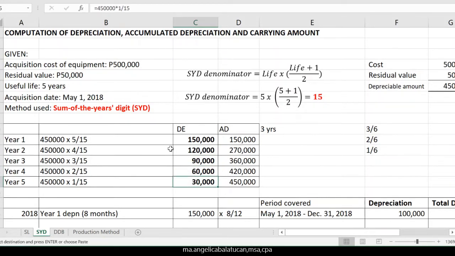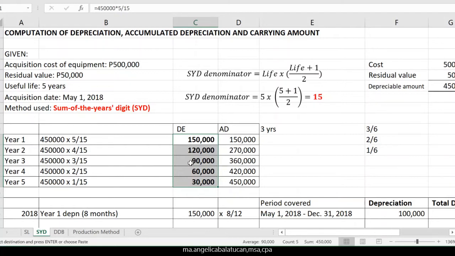So what if we're using 3 years as its useful life? So again, our denominator would be 6. That's 1 plus 2 plus 3. So what would be our fraction? Since that's 3 years, we'll start with 3. 3 over 6, 2 over 6, and then 1 over 6. Okay? So this would be our annual depreciation, provided that the asset was acquired on January 1. So your depreciation for the first year would be 150,000.